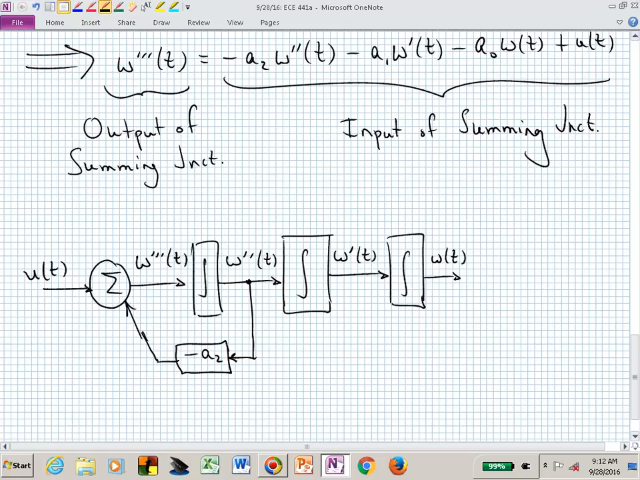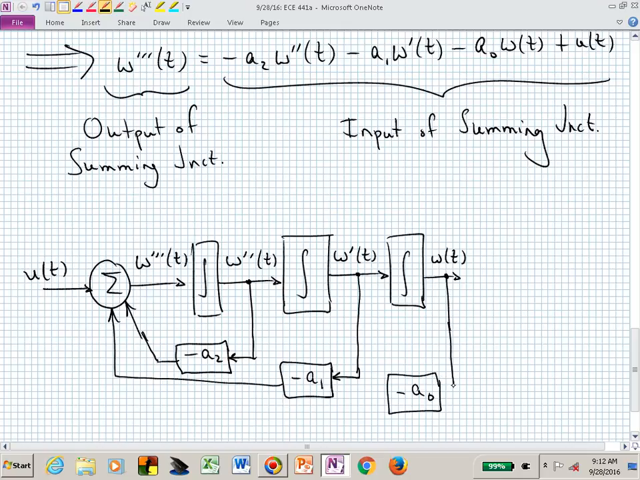There's now part of the right-hand side. We already had another part, which was u. We can find a minus a1 scaling w prime. And we then have a minus a sub 0 scaling w.